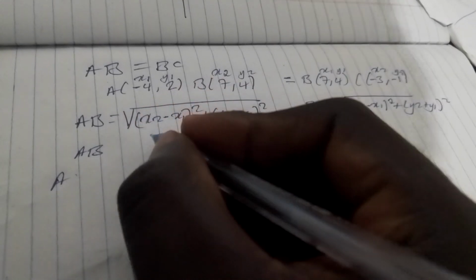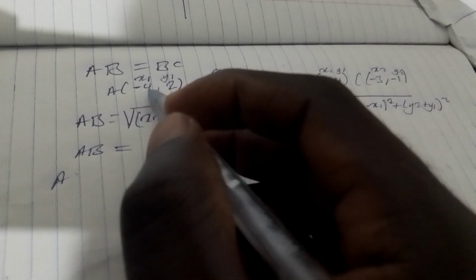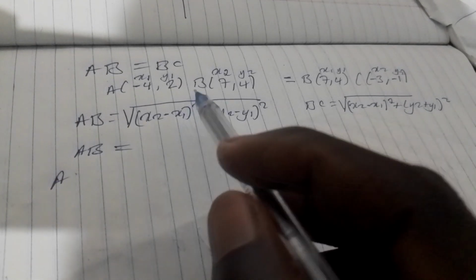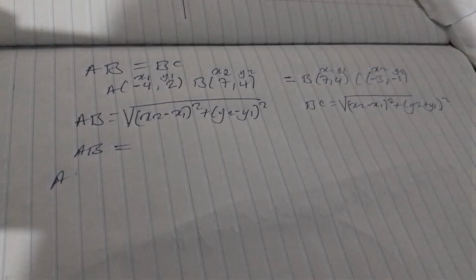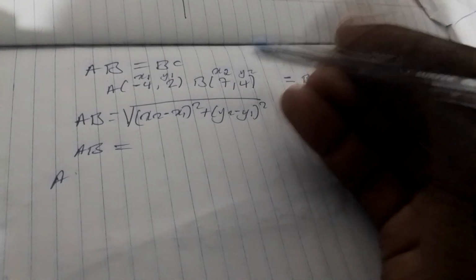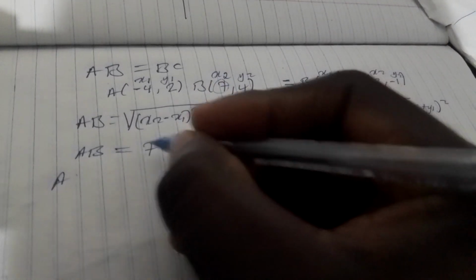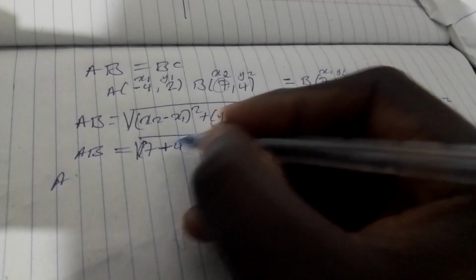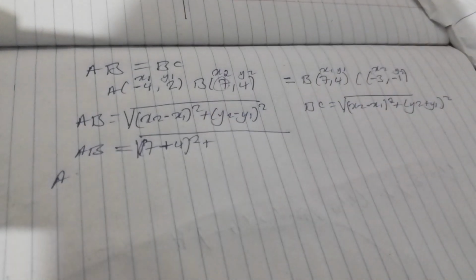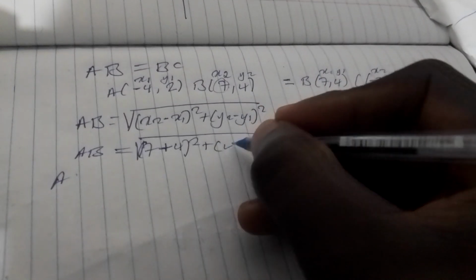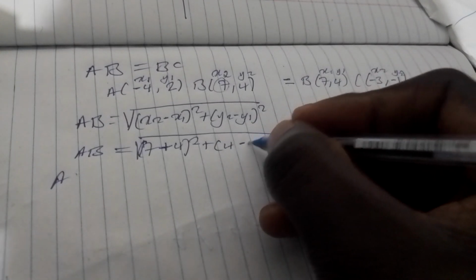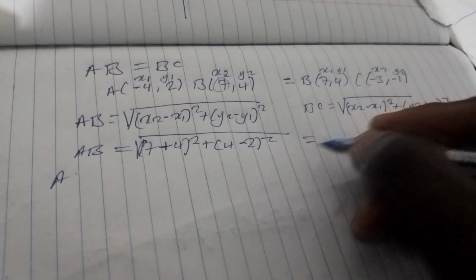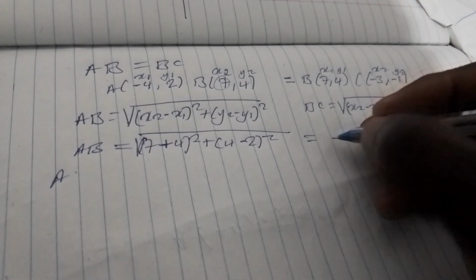AB is equal to, label it very carefully, this is x1, this is y1. What is our x2? Our x2 is this one. So we say 7 minus, what is the x1? If you multiply negative times negative, that is positive. Square there. What is our y2? That is 4 minus, what is our y1? 2 squared. It should be equal to this side also.